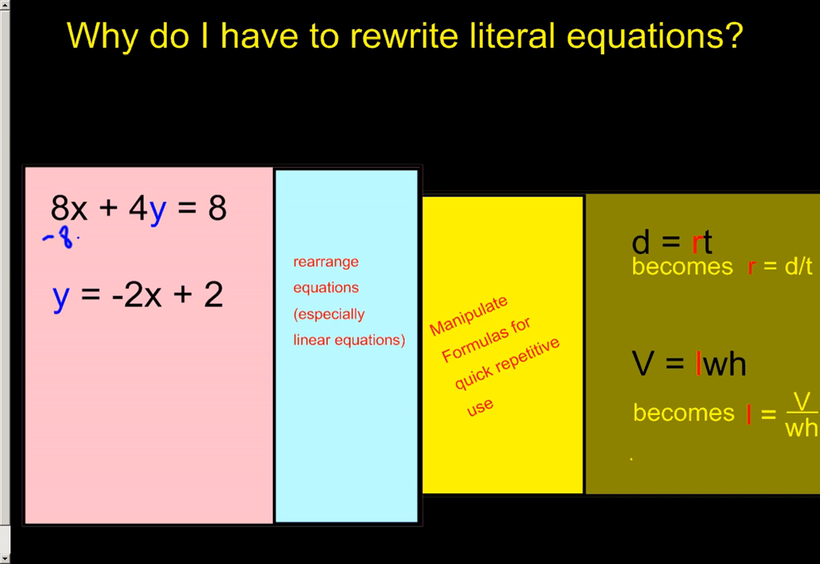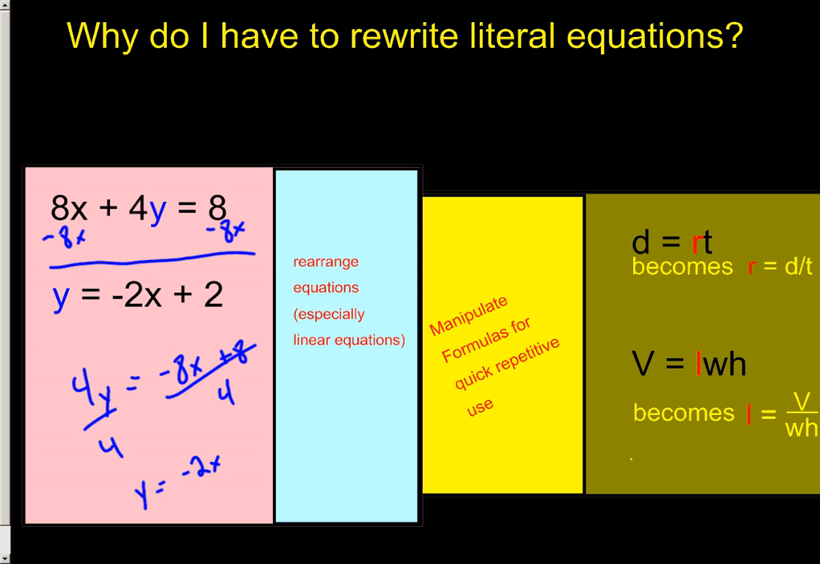You would say, hey, minus 8x on both sides. And then I want to put it down here. You would be left with 4y equals negative 8x plus 8. And then you would say, well, let's divide this side by 4. And then you would divide this side by 4. And you're left with y equals negative 2x plus 2. And that's how it's done. It's the same properties over and over again.